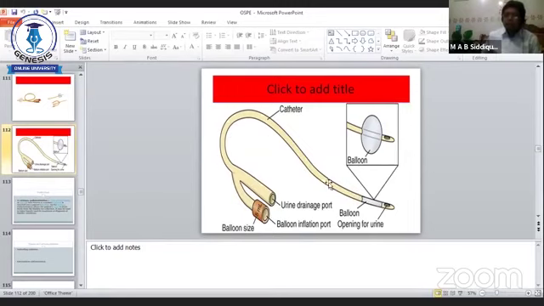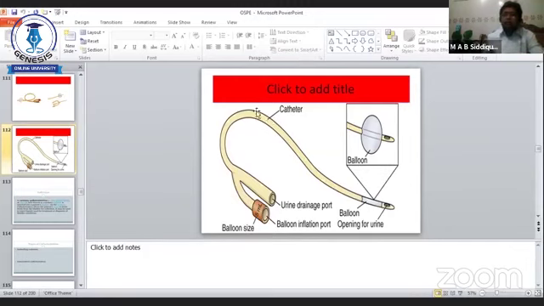We use distilled water to inflate the balloon. This is the inflation state and this is the deflation state. When inflated, it is retained and cannot dislodge from the bladder, it stays within the bladder, and this channel is used for the inflation with distilled water.